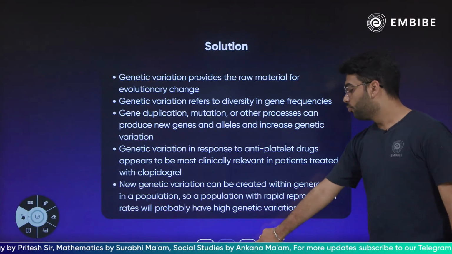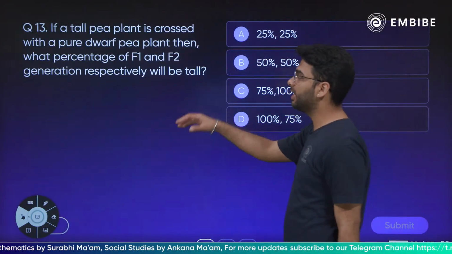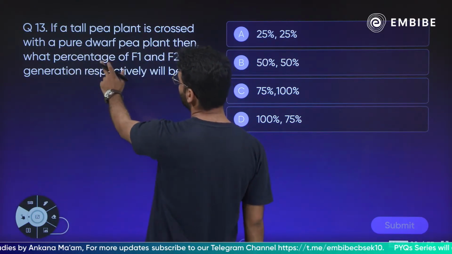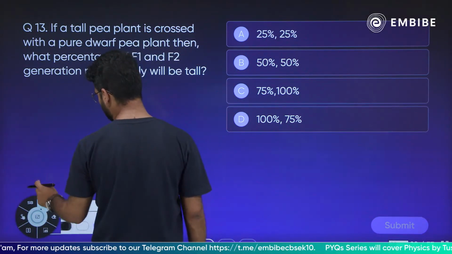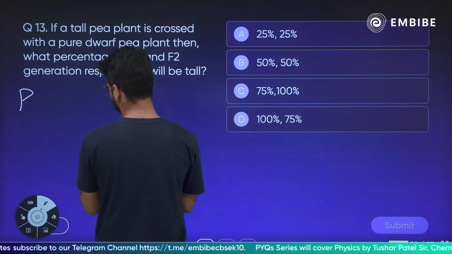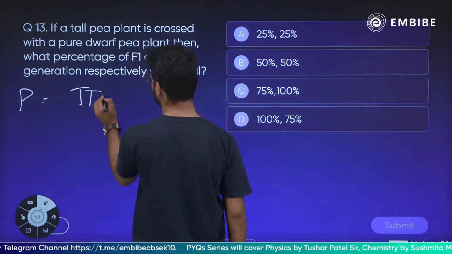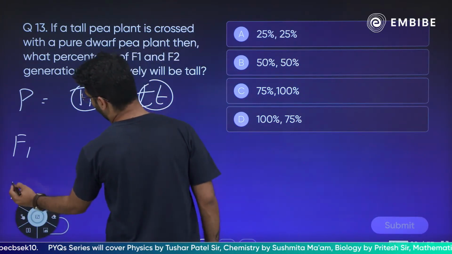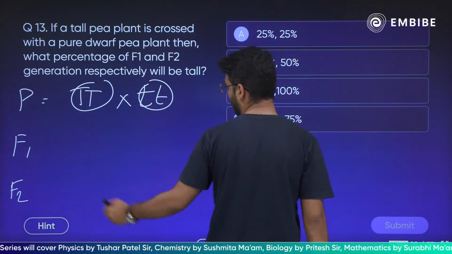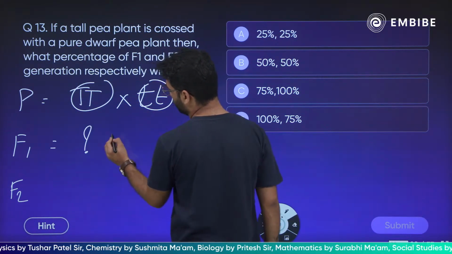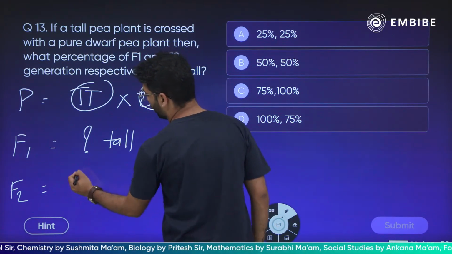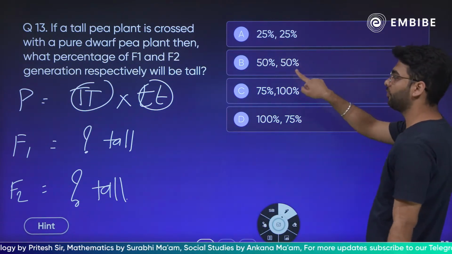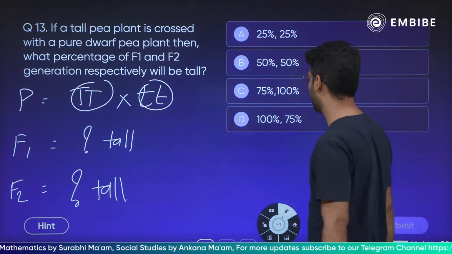You were absolutely right. Moving on to question number 13. Very interesting. If a tall pea plant is crossed with a pure dwarf plant, what is the percentage of F1 and F2? So here they are saying that we have got the parental generation to be TT and tt. When you cross them, the F1 and F2: how many tall in F1 and how many tall in F2? Is it 75, 25, 25, 50, 50, 75, 100 or 100, 75?